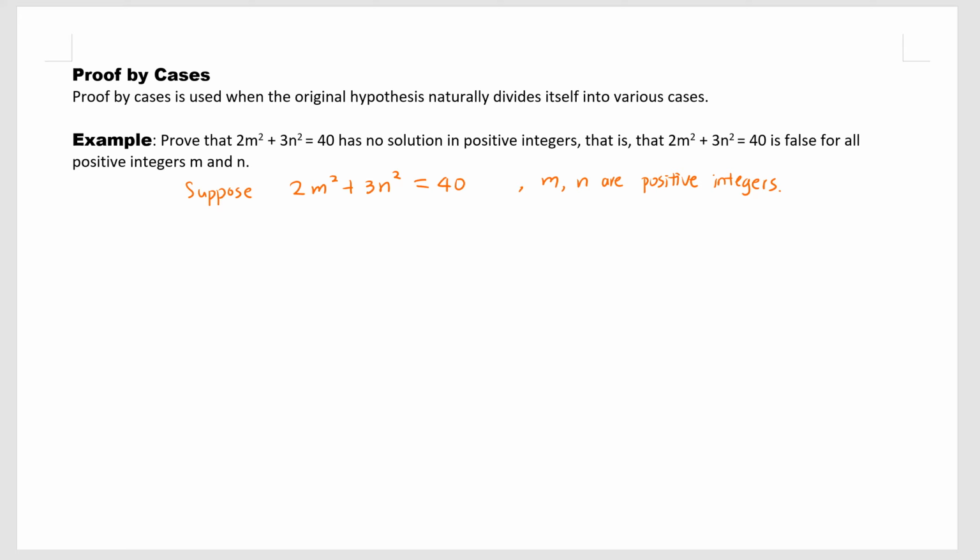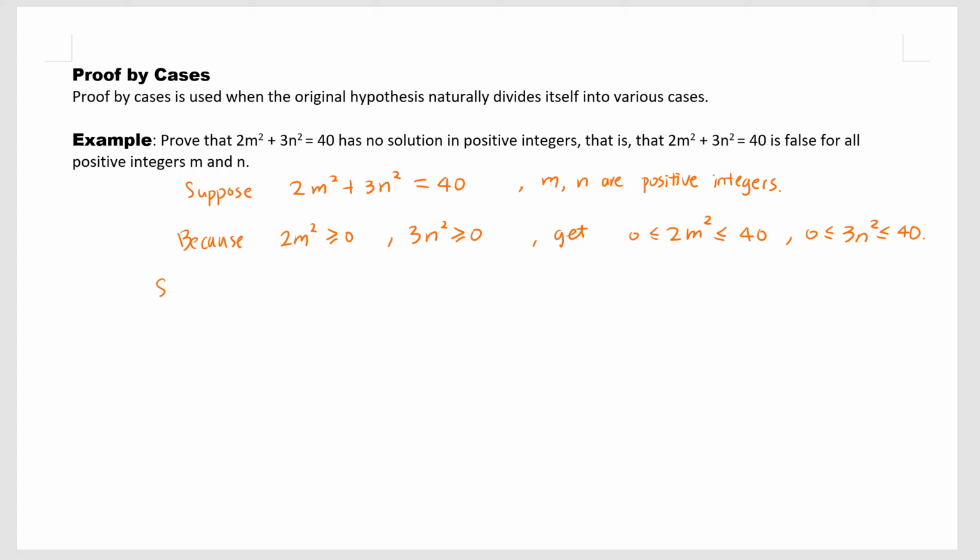Okay, so now because 2m squared is greater than or equal to 0 and 3n squared is greater than or equal to 0, we get some restrictions. 2m squared must be less than or equal to 40, because 3n squared is greater than or equal to 0. And also 3n squared is bounded between 0 and 40 as well. So let's look at m and n.